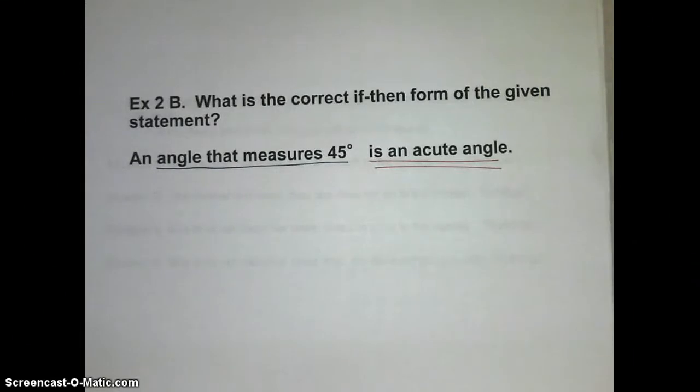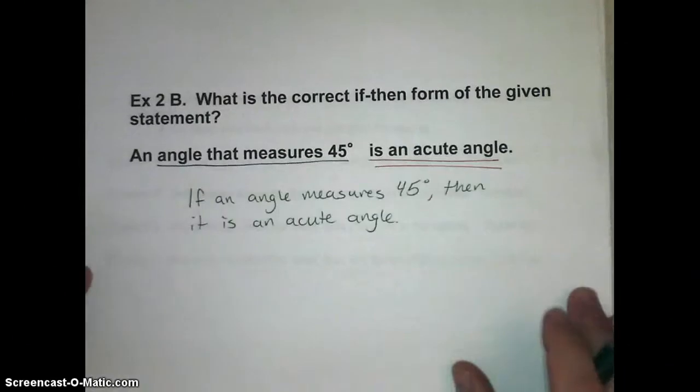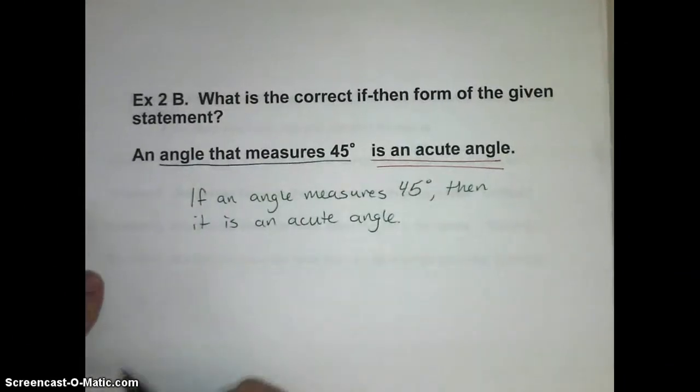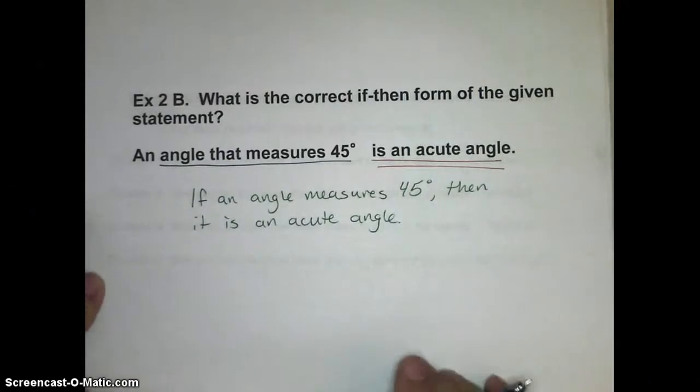Alright, if you need more time, pause the video. Otherwise, this is what we should have for a conditional statement. If an angle measures 45 degrees, then it is an acute angle. You could also say that an angle is acute if it measures 45 degrees.